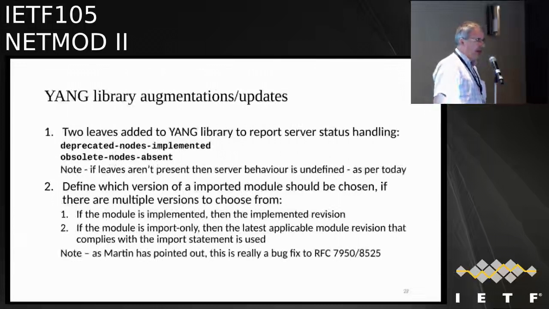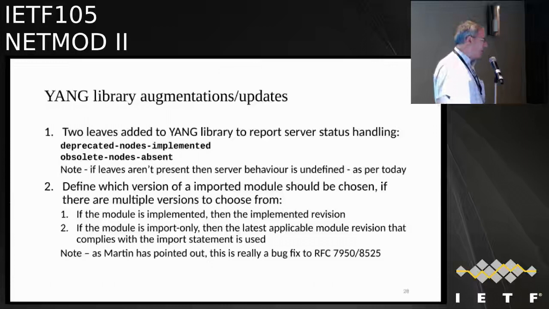So what we have in Yang library is two nodes: deprecated nodes implemented and obsolete nodes absent. These are the first two bullet points we have discussed lately. And if they are not there, then anything can happen with these. That's one of the problems in Yang 1.1, that the definition is too open.